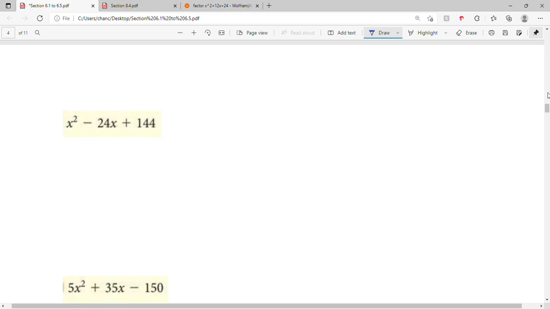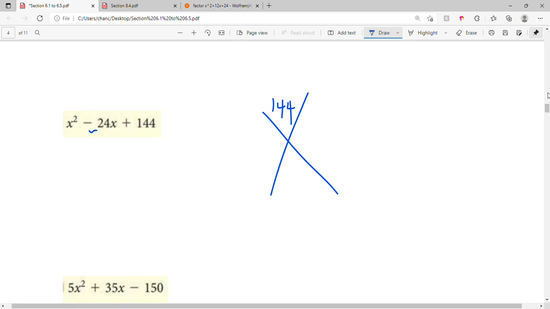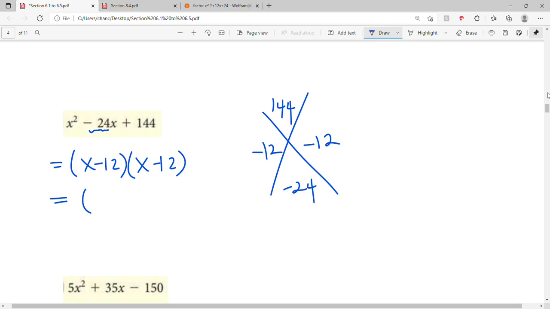Let's try this again. I have 144 on the top, and that negative 24 is going on the bottom. What two numbers multiply to get a positive 144, but still add up to get a negative 24? Well, they both have to be negative 12. So this factors as x minus 12 times x minus 12. And of course, we could rewrite this as x minus 12 squared.